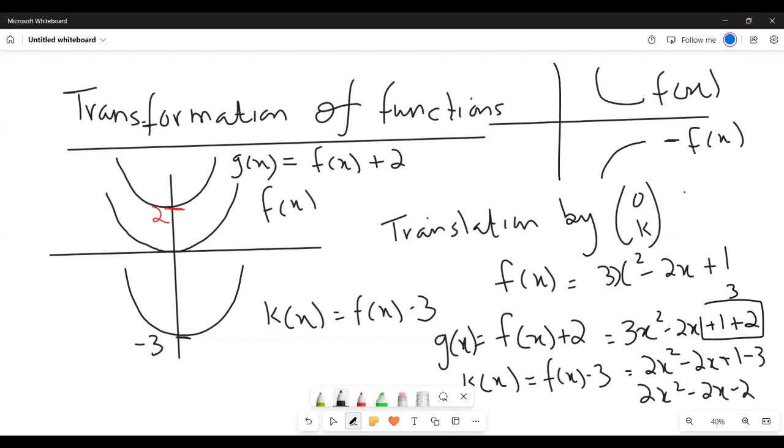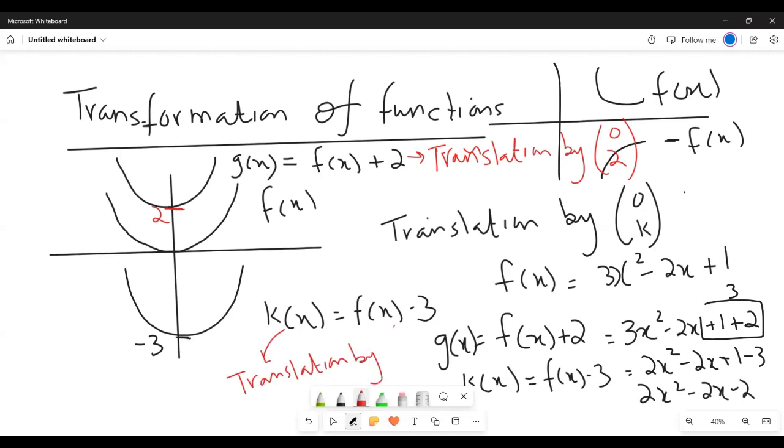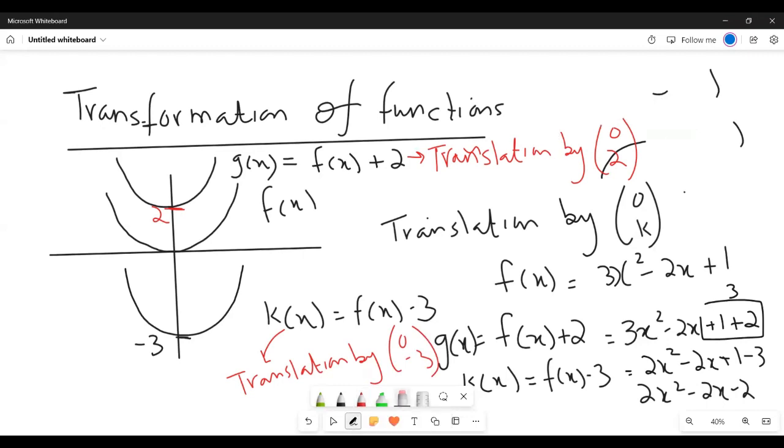And how do you explain this? Gx, what is gx? You're going to write it is translation by... it's called translation. Translation by, it did not go right or left, so you write 0 and 2 here. Translation by 0, 2, that means 2 up. And what about kx? This is translation by 0, minus 3. Understood? Yep.